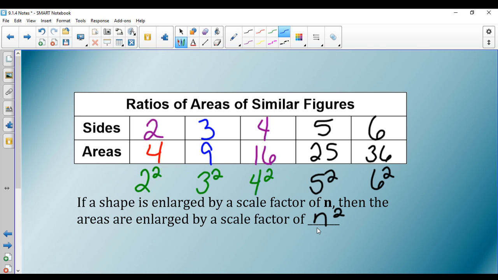Right, so we're still talking about the surface area or the area ratios, and just to quickly recap, we said that the areas are going to be enlarged by a scale factor or a zoom factor of n squared. So whatever the sides might be, the area is just going to be enlarged by n squared.